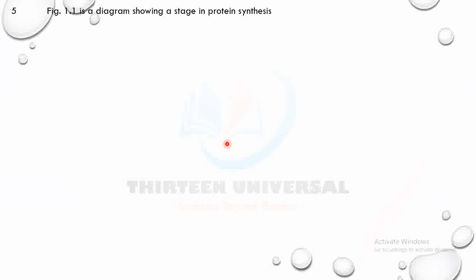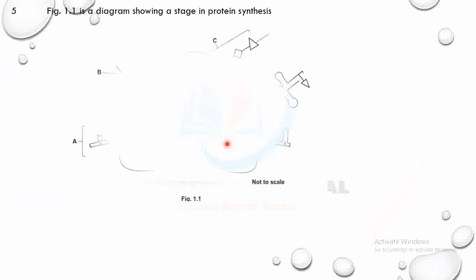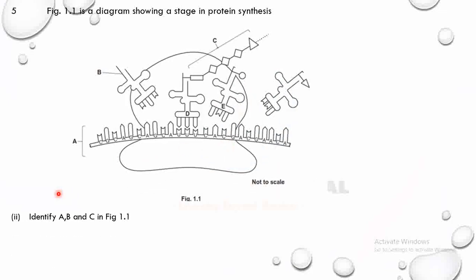Okay, so Fig 1.1, the same. Let's look at the second question. Identify A, B, and C. So what is A? This particular molecule here, what is it? What is B? What is C? Pause the video and attempt it. A is messenger RNA, B is transfer RNA, C is polypeptide chain.